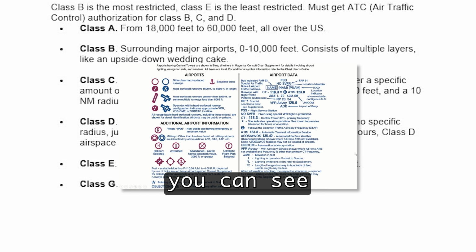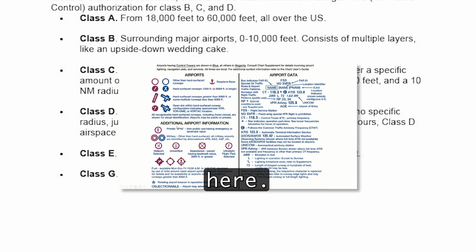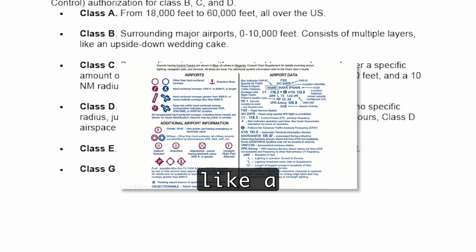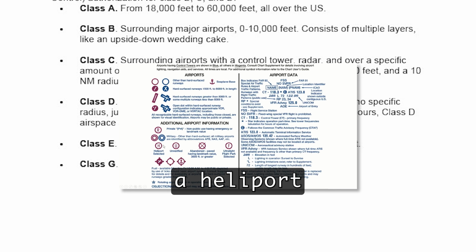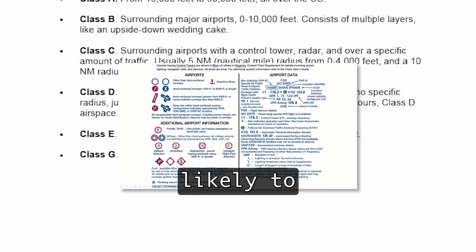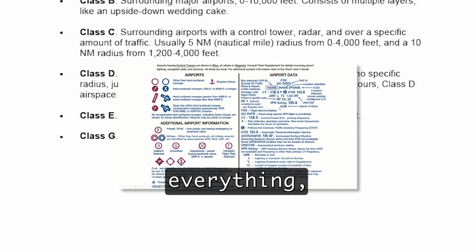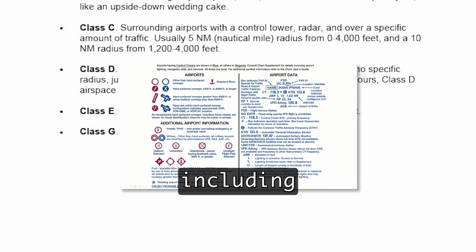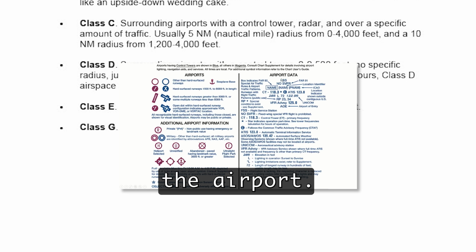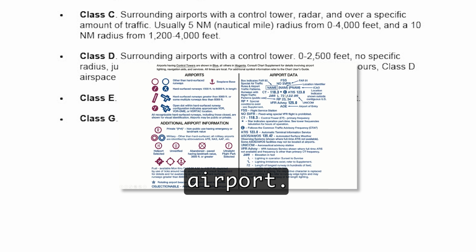As we look at this, you can see they're telling you lots of things. They're showing you some diagrams of the airports here. They're telling you what, like, a circle with an H is a heliport. And they're also telling you the airport data, which is something you're more likely to see on the test. Over each airport, there's going to be a little diagram that has some of this information, not necessarily all of it. They don't put it there for everything, including the code for the airport and the frequency for the airport.